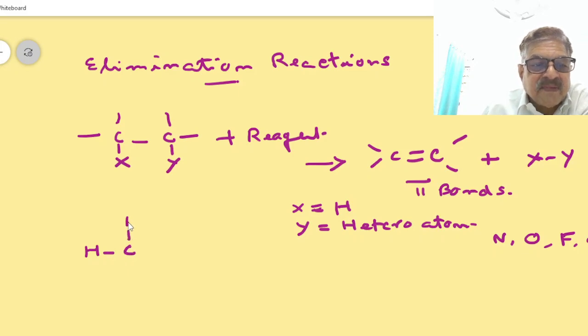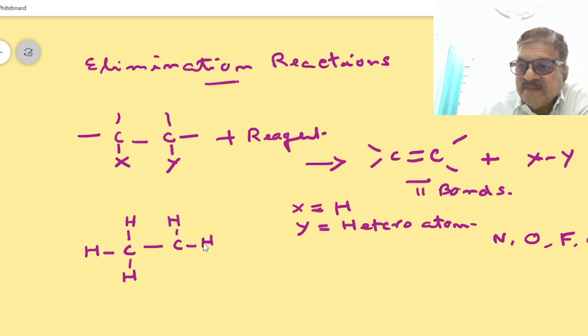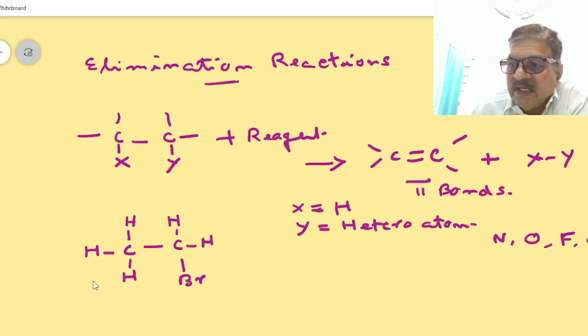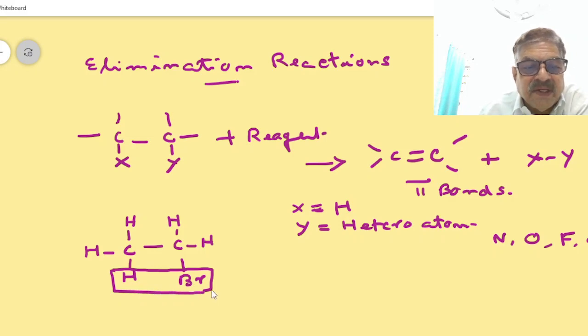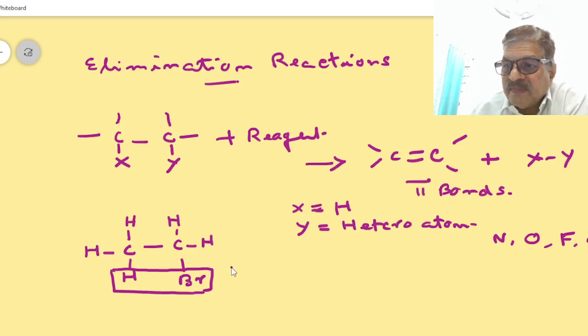CH3, one H here, X is H here, then we have C, say Br, which is more electronegative than hydrogen and carbon here. Now, here this H and Br, these two elements are lost here. So this will give you, say, in presence of OH minus.